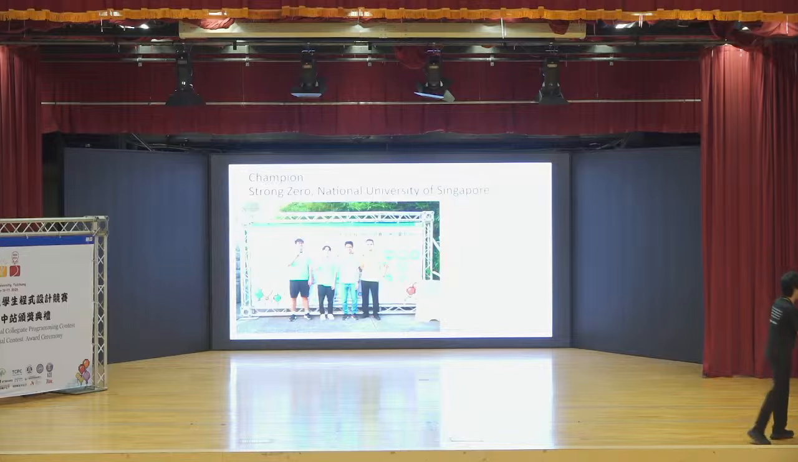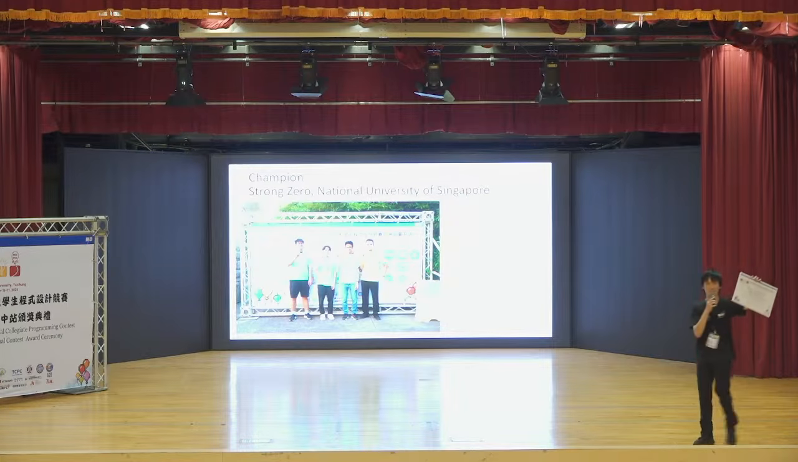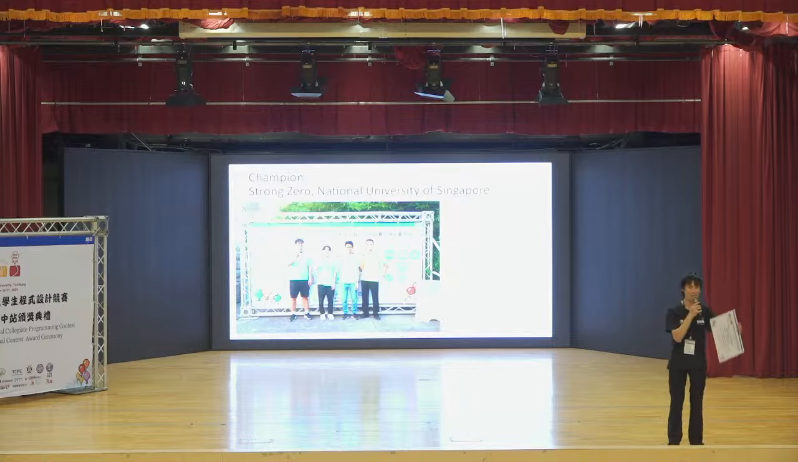Okay, so here we get the first to solve D for Strong Zero because they solved it after the scoreboard is frozen.